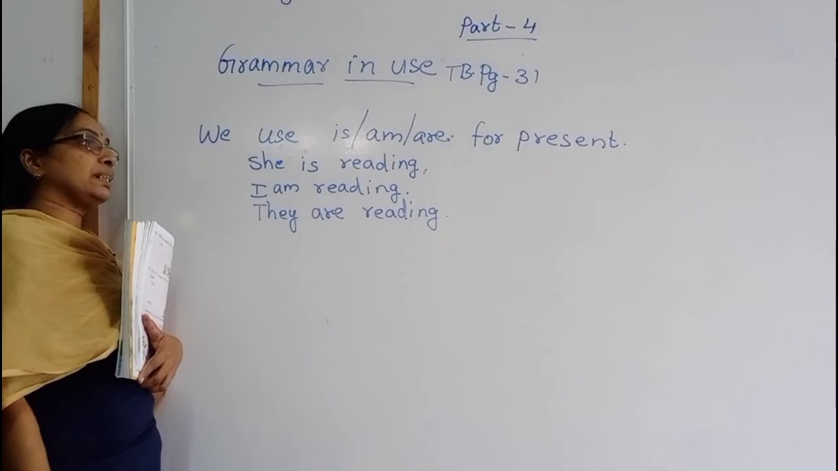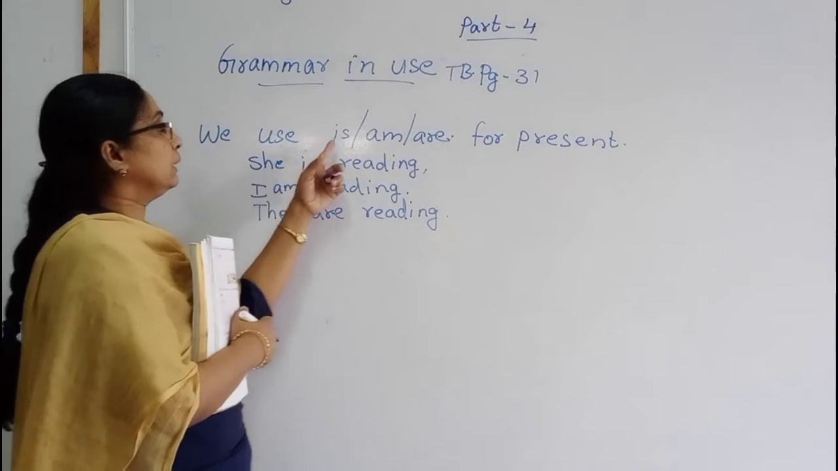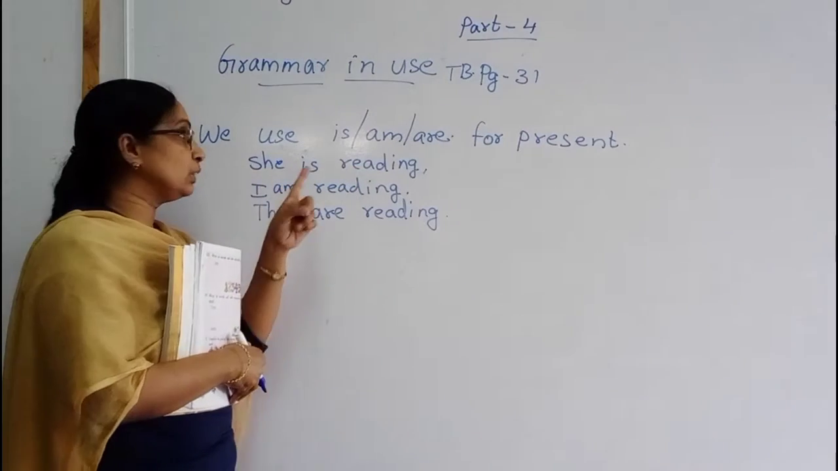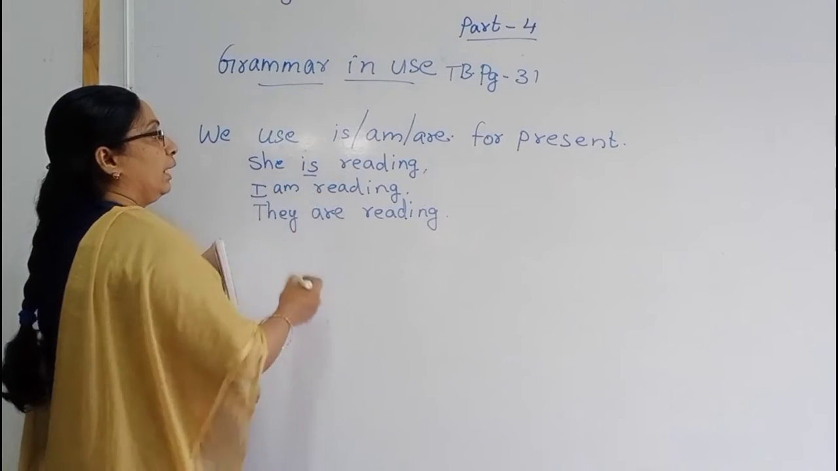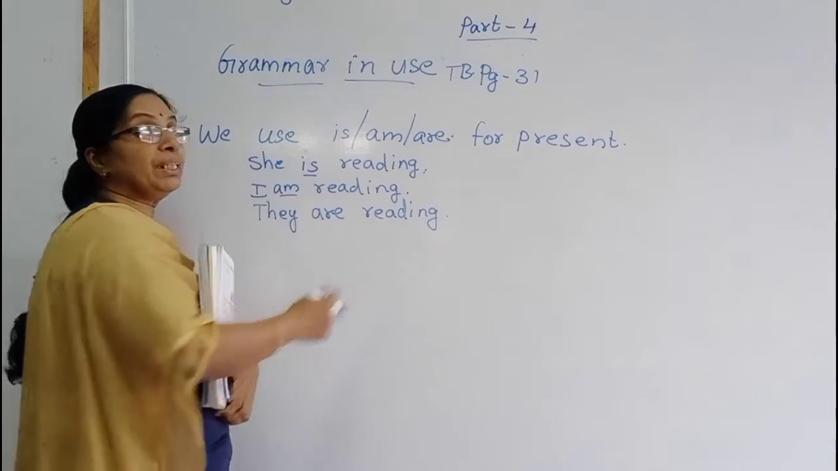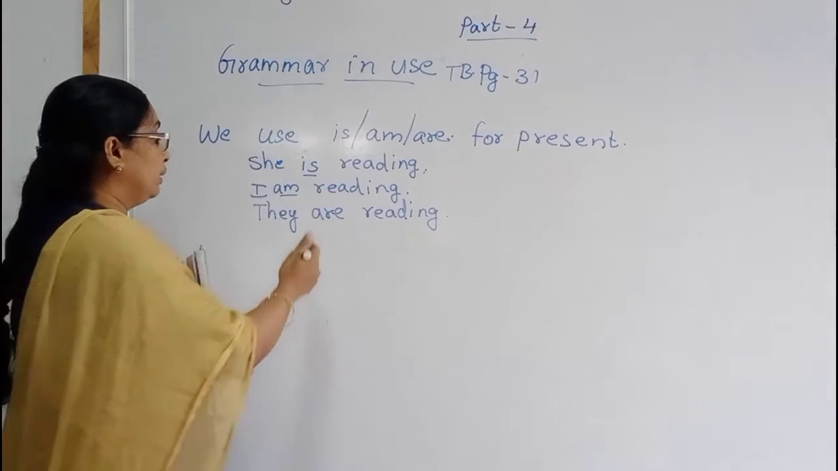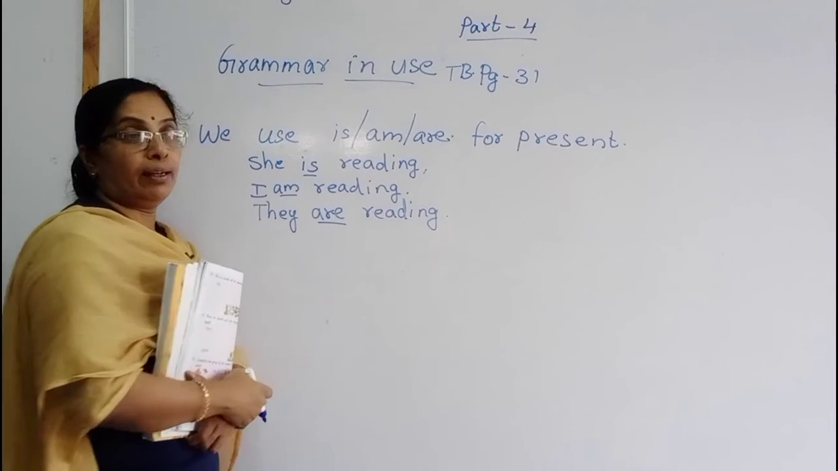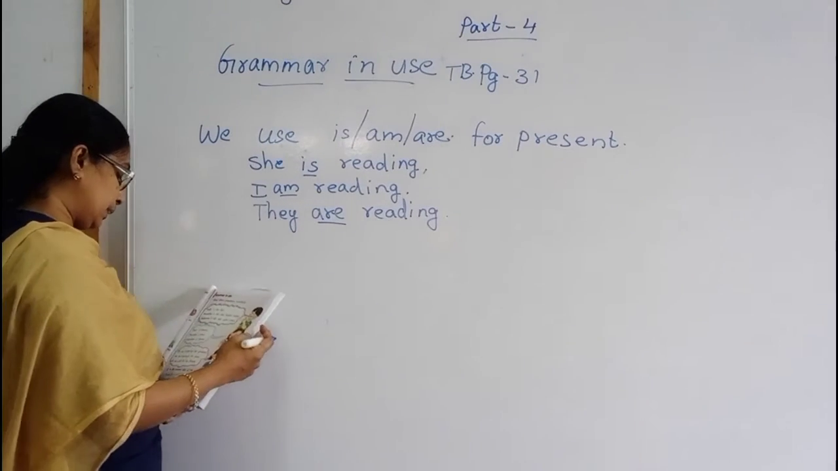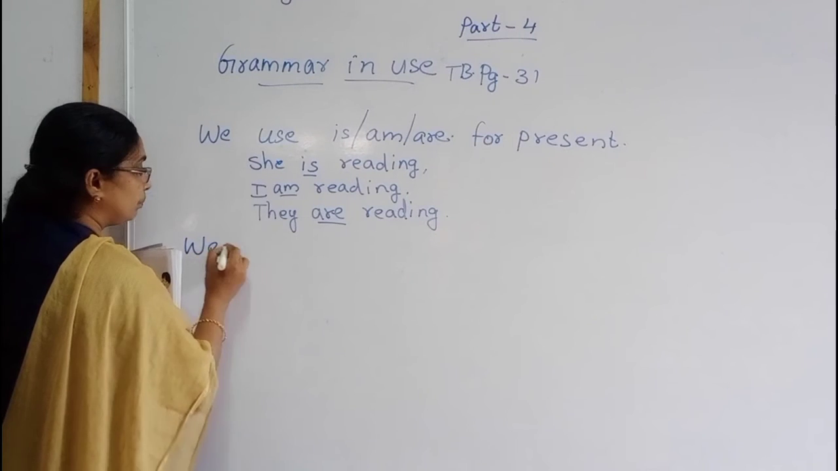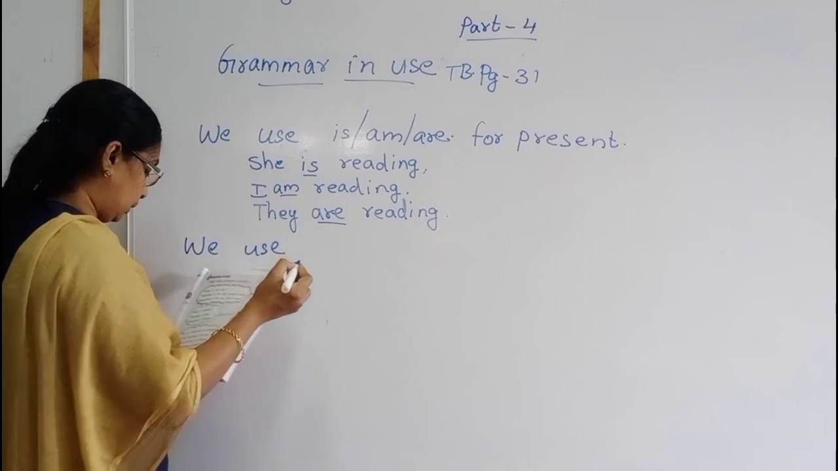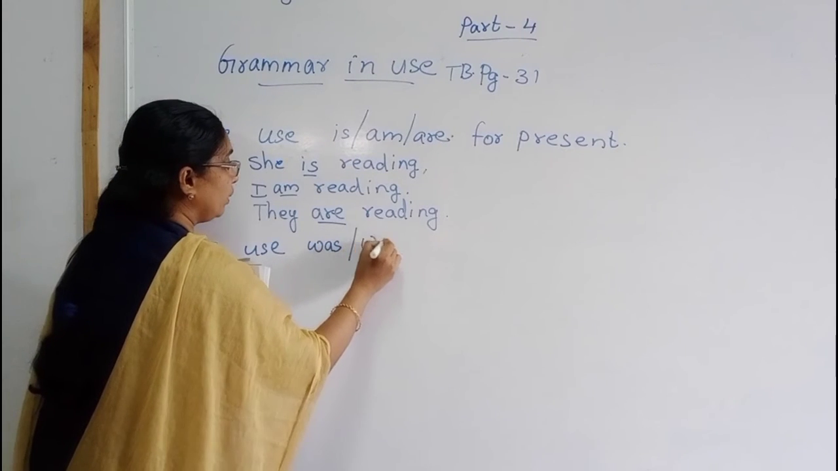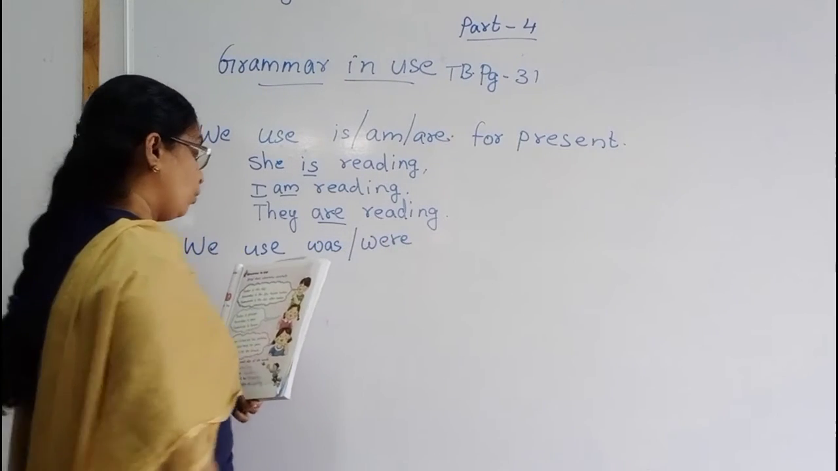See, children, in the present tense, we will use these words. She is reading. One only, so we use is. I am reading. That is the present. They are reading. More than one, that's why we use are. Then next, we use was, were for past.